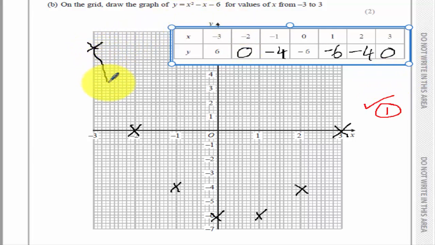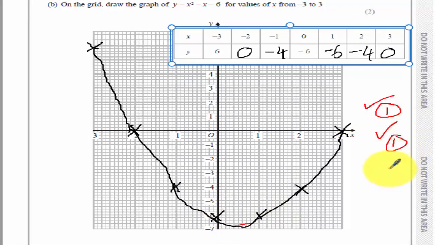You don't use a ruler, you do it freehand. Going point to point. And you need to know here, it's not a straight line across, it is a curved bottom. And you end up with a freehand curve going through all the points with a curve at the bottom, and you've got the second mark.